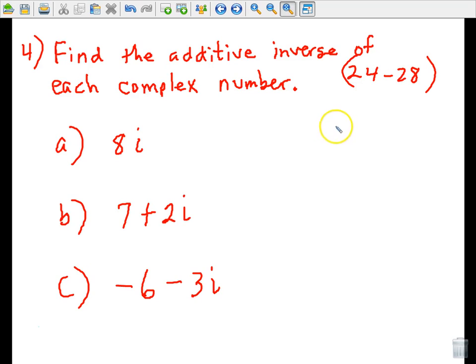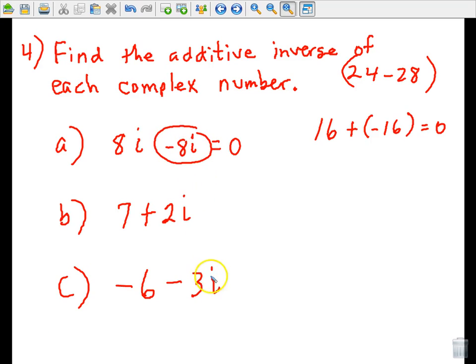Well, going back to the real number system, the additive inverse property says if I take a number and add its inverse to it, I will always get 0. So the purpose of this exercise is you need to come up with the complex number that would be added to the given number that would give you 0. So what would you add to 8i to make it equal 0? Negative 8i. So that would be my answer for letter A. It's as easy as that.